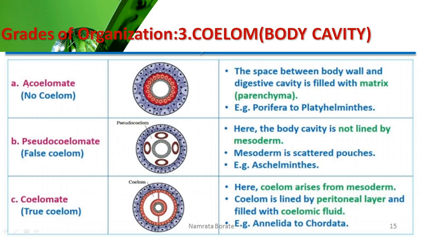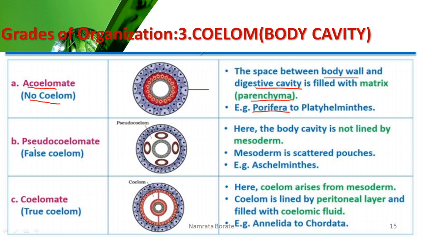The first one is the acoelomate. Acoelomate is also said to be the absence of the coelom, means the space present between the body wall and the digestive cavity, the gut region, is filled with the matrix. That is, there is a presence of the parenchyma. It is observed in case of Porifera to Platyhelminthes.